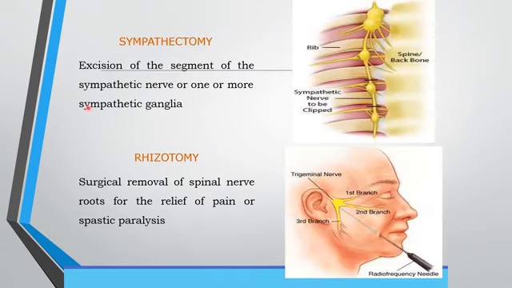And sympathectomy, excision of a segment of sympathetic nerve or of one or more sympathetic ganglia, will relieve pain. Rhizotomy is surgical removal of spinal nerve roots for the relief of pain or spastic paralysis. Here in the face, the trigeminal nerve, if we remove the nerve roots, it will cause some relief of pain.